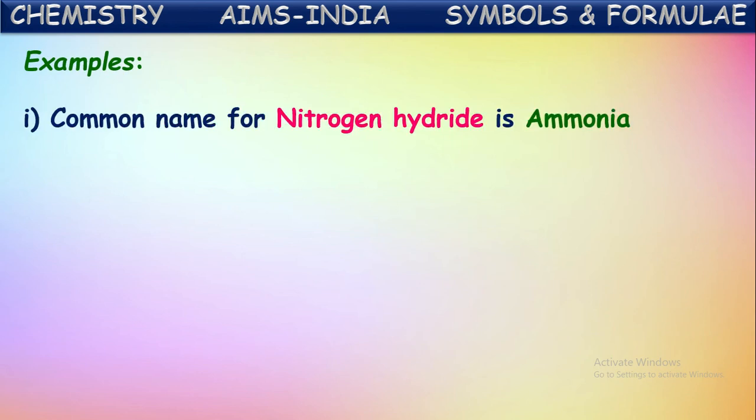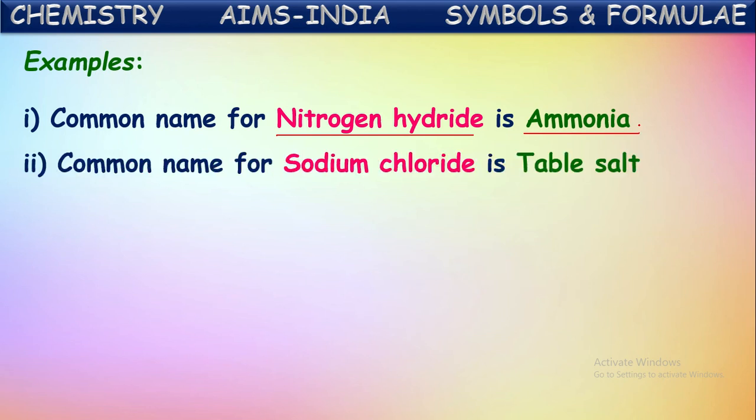The common name for nitrogen hydride NH3 is ammonia. Ammonia is its common name. So it is being continued. Actually, its chemical name is based upon the rules. It is nitrogen trihydride. But the common name is being continuously used. Ammonia. In the same way, for sodium chloride, the common name is table salt or common salt. These are being used even now, isn't it? Because these names are more familiar than systematic names.